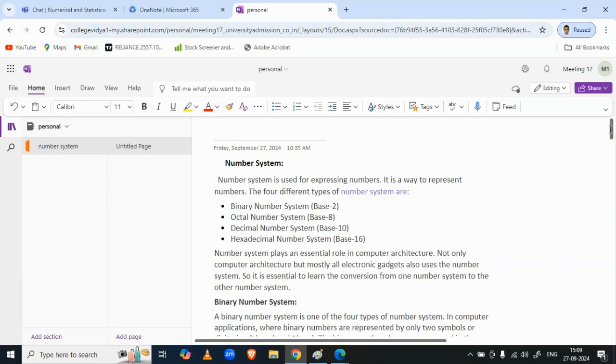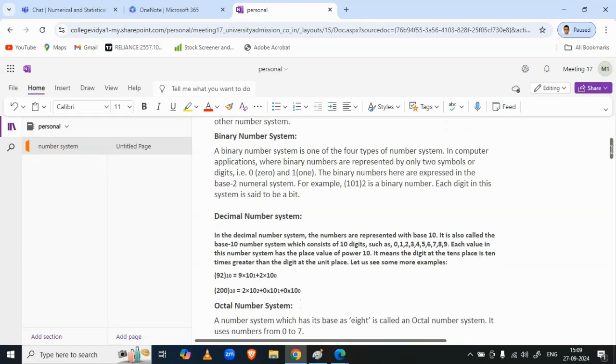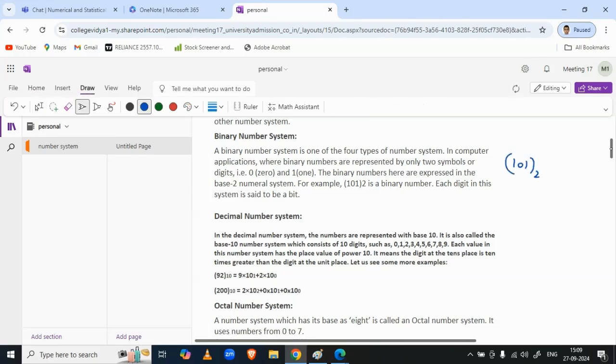Now we will proceed with the binary number system. The binary number system is one of the four types of number systems in computer applications, where binary numbers are represented by only two symbols, 0 or 1. The binary numbers here are expressed in the base 2 numeral system. For example, (101)₂: 101 is a binary number because the subscript 2 represents the base of this number system. So the binary number system has a base 2.